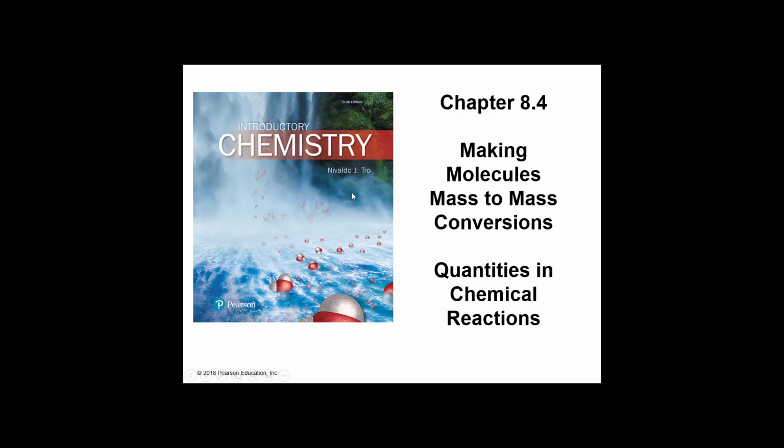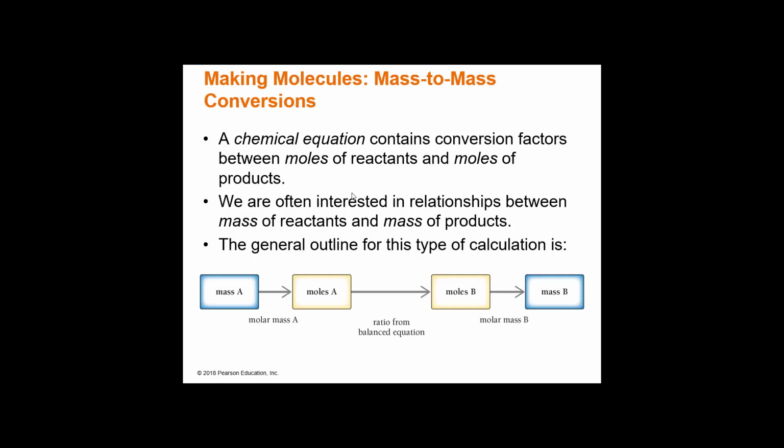Hi class, we're now on chapter 8.4. We are going from mass to mass conversions. A chemical equation contains conversion factors between moles of reactants and moles of products. We tend to start problems though in mass, in grams, and we need to get to the grams or mass of products. So we always have to convert to moles in order to get to the next stepping stone, which would be moles of the product.